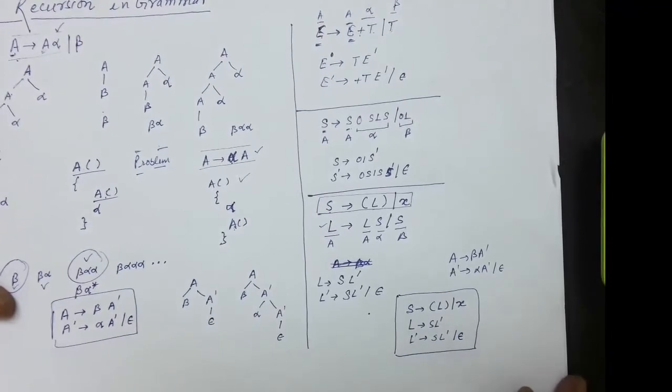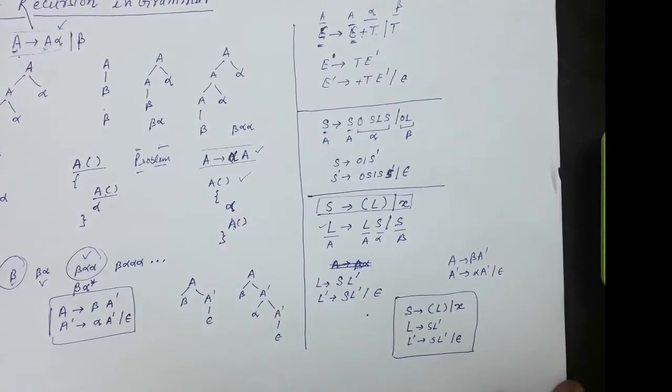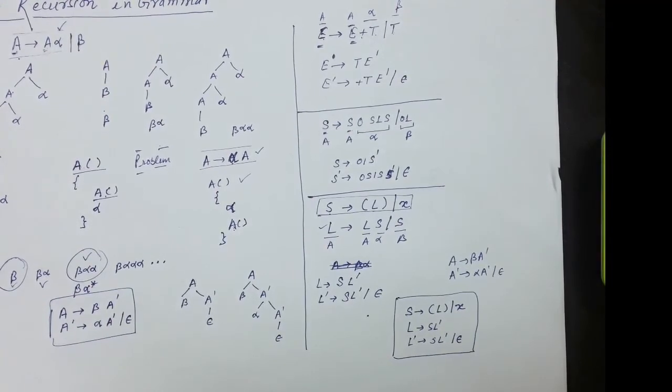So this way we can convert any left recursive grammar to some other form, because left recursion is a problem for us: we do not know up to what point we have to grow left recursively, and we do not have any condition on which we should stop. But right recursion is not actually a problem. So when we find a left recursive grammar, we should try to convert it to some other form, such that we have a condition or positions by which the derivations can be stopped. Thank you.